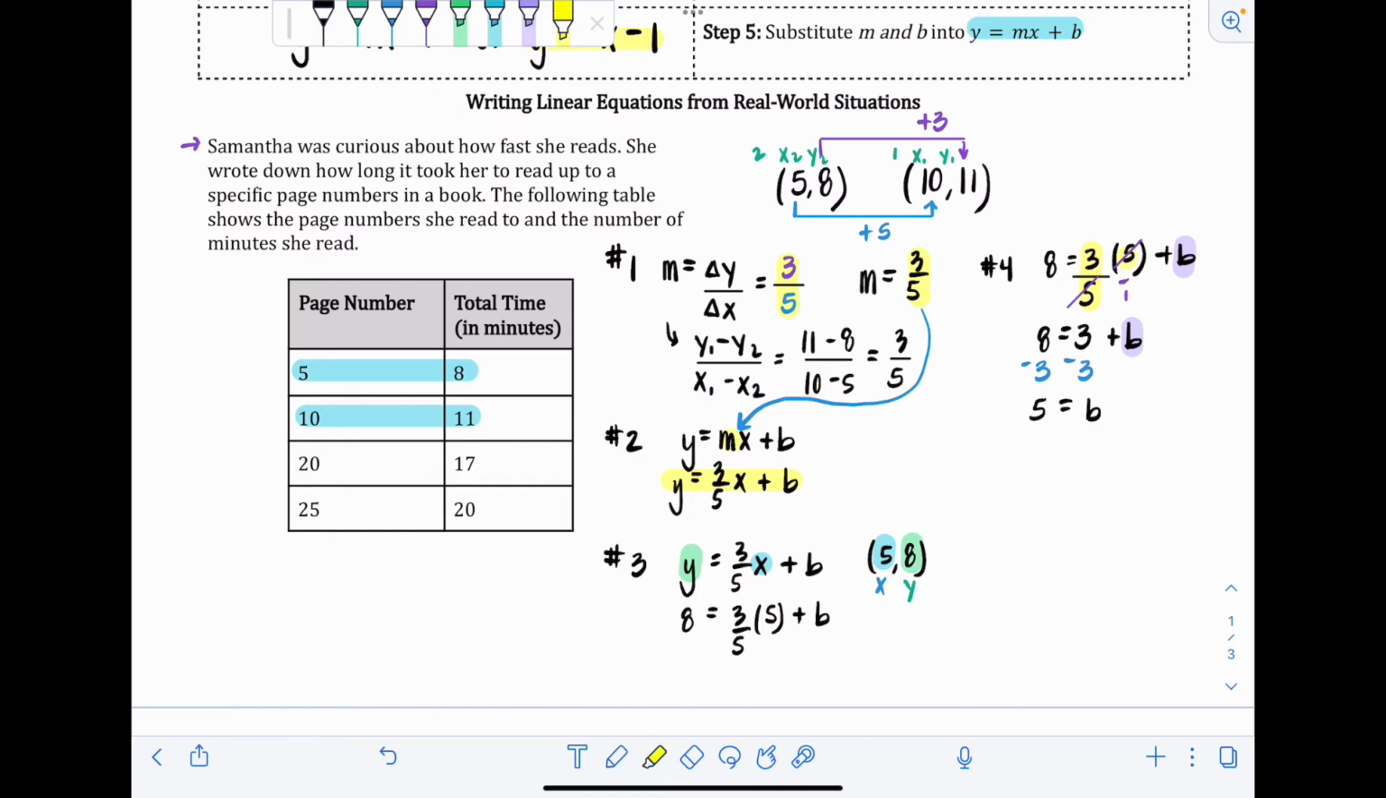So we have b, we already had m, and now I just need to take both and put them into my formula. So for step 5, the formula is y equals mx plus b. I'm going to take that 3/5 that I had for m, put that in there, and then take the 5 that I just got for b, put that in there. So it's y equals 3/5 x plus 5.